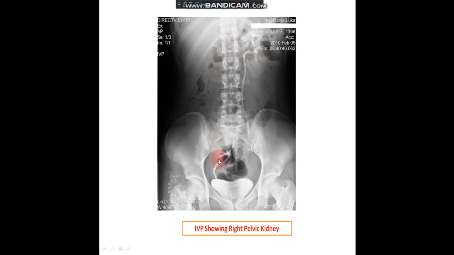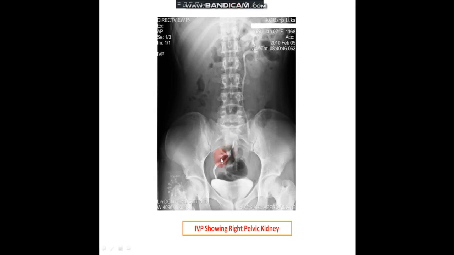But if we closely follow it, we can see the right kidney, and we can see the right ureter. It is short and ends in the pelvic area. By dividing here we can see the calyces. So we can say that this is a case of pelvic kidney.